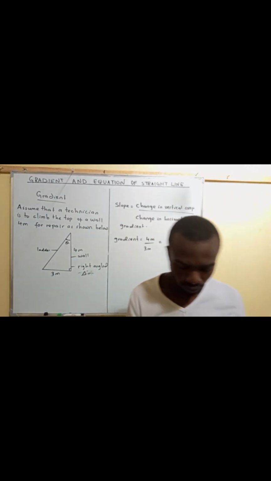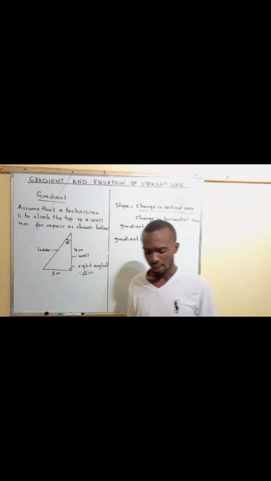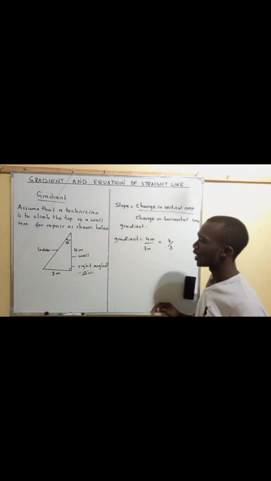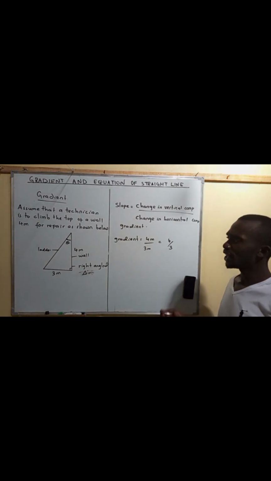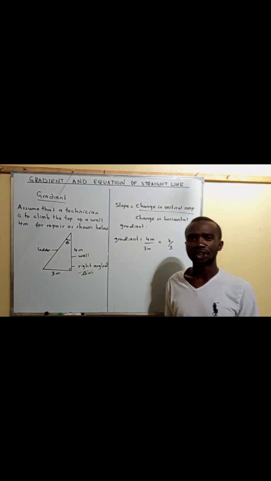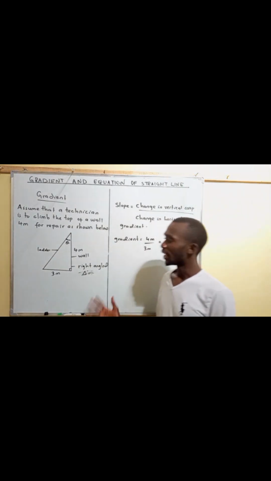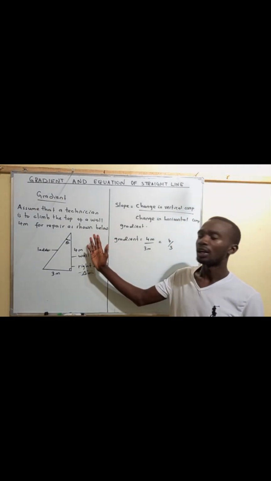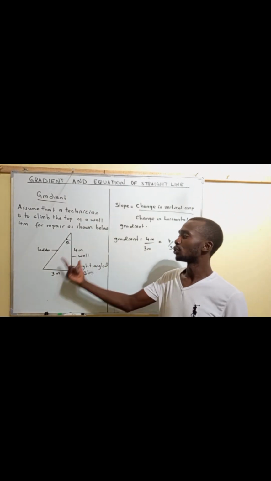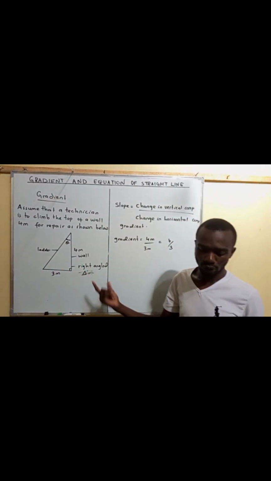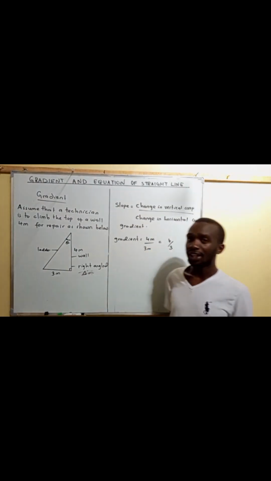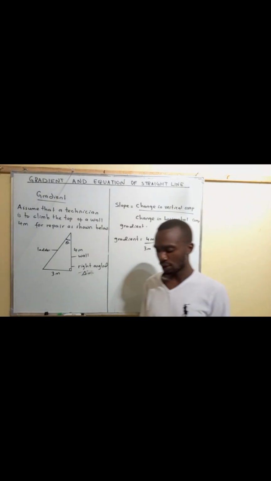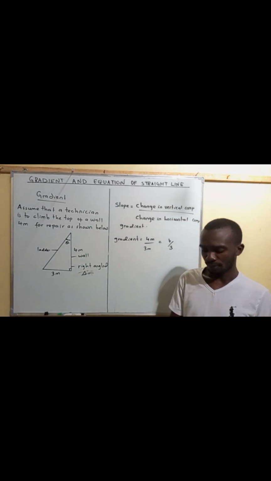Now, from this diagram, we can say the gradient of any given straight line is equal to the ratio of the change in vertical component of the line to the change in the horizontal component. That is known as the gradient, which is the stiffness of the ladder.